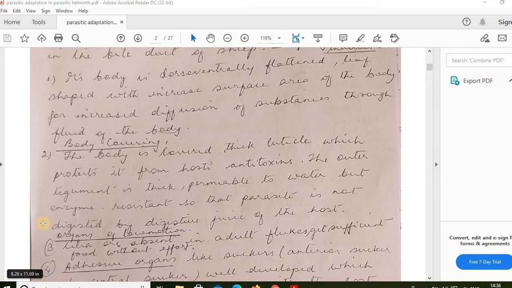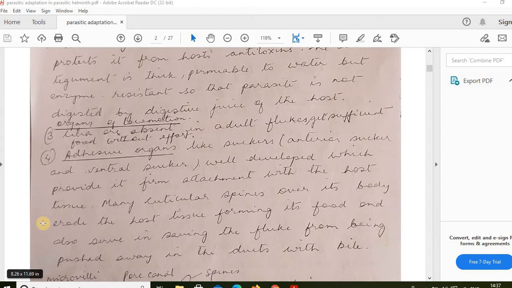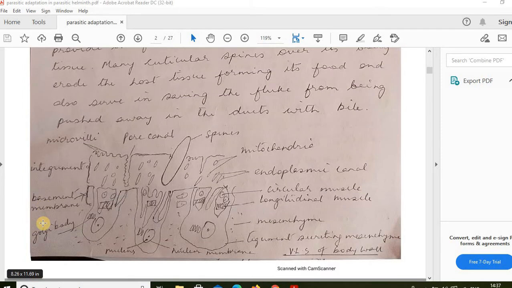So the body covering: the body is covered with a thick cuticle which protects it from the host antitoxin. Since it is present inside the body of the host, it has a very thick cover or cuticle cover, which is a thick tegument. And this tegument, or covering of the skin of the parasite, is permeable to water and enzymes, but it resists the host digestive enzymes. If it is resistant to the host digestive enzyme, it will not be digested along with the food. So it has that antitoxin which prevents it from being digested by the host digestive enzyme.